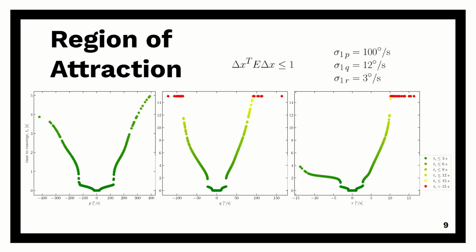So we use these plots to estimate a region of attraction, which has 1 sigma values in roll rate of 100 degrees per second, 12 degrees per second in pitch rate, and 3 degrees per second in yaw rate.